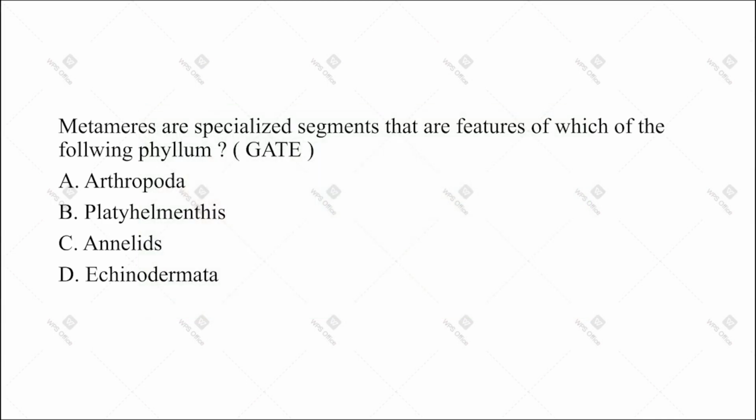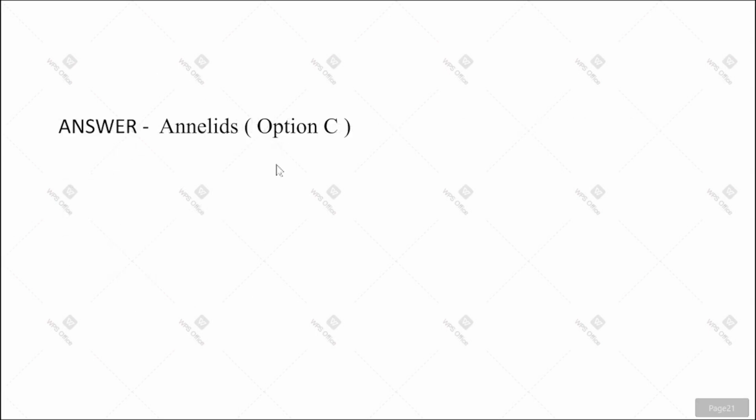Metameres are specialized segments that are features of each of the following phyla, and the correct option, as you all know, is that metameres are present in the annelids. So the correct option is answer C, annelids.